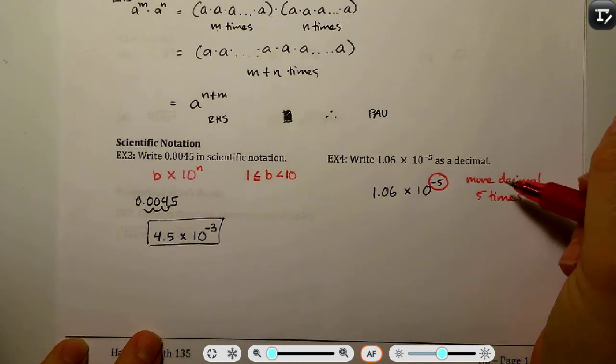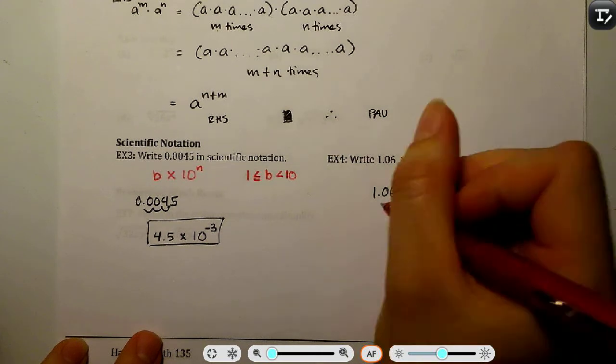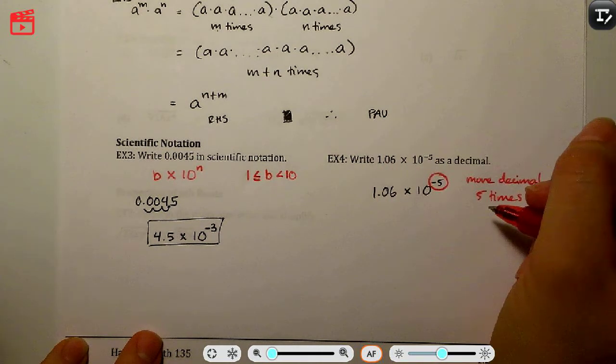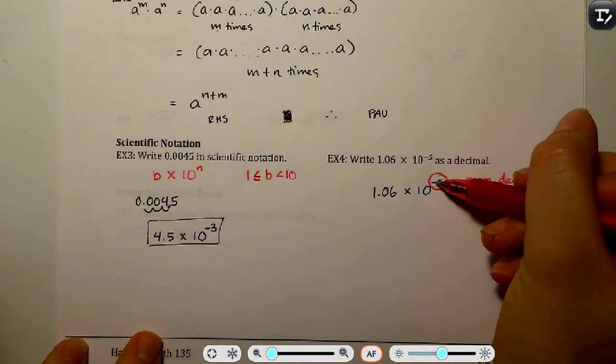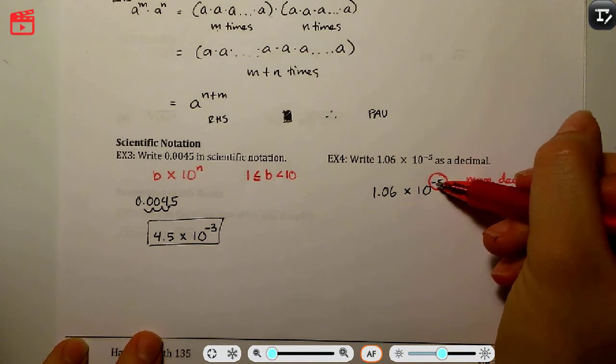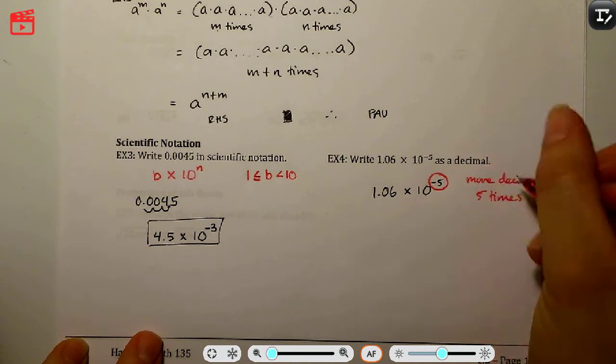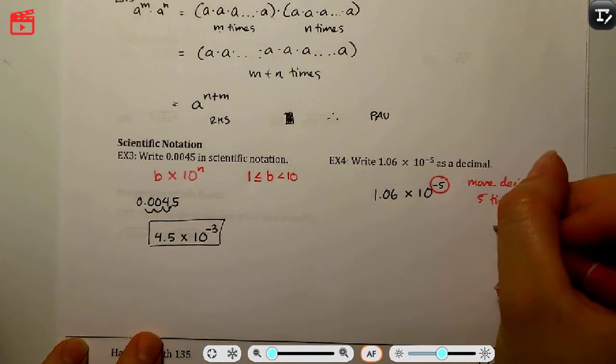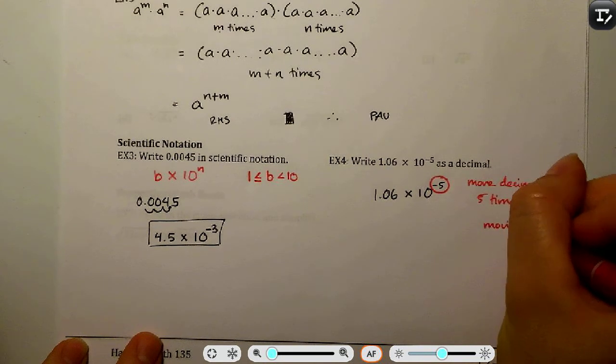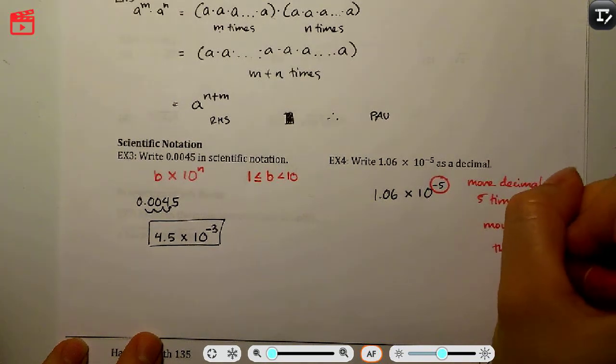I need to look at the sign now to determine which direction to move, either to the right or the left. Now remember, if it's a negative, that means my problem was originally a small decimal number. So that means we're going to be moving to the left.